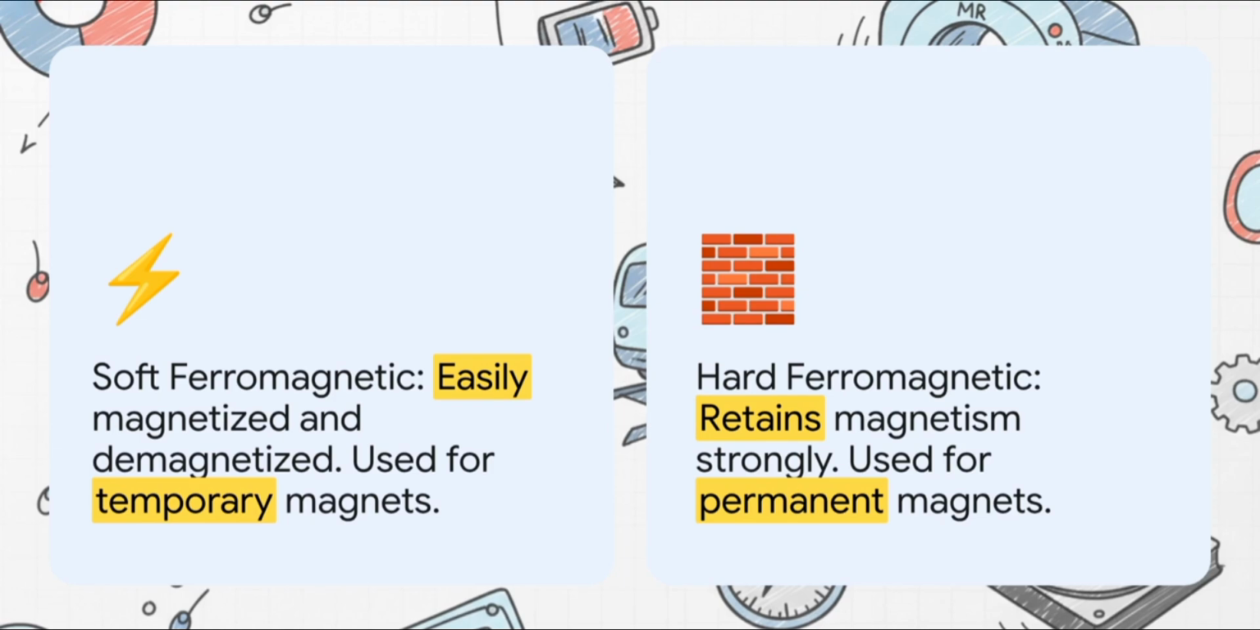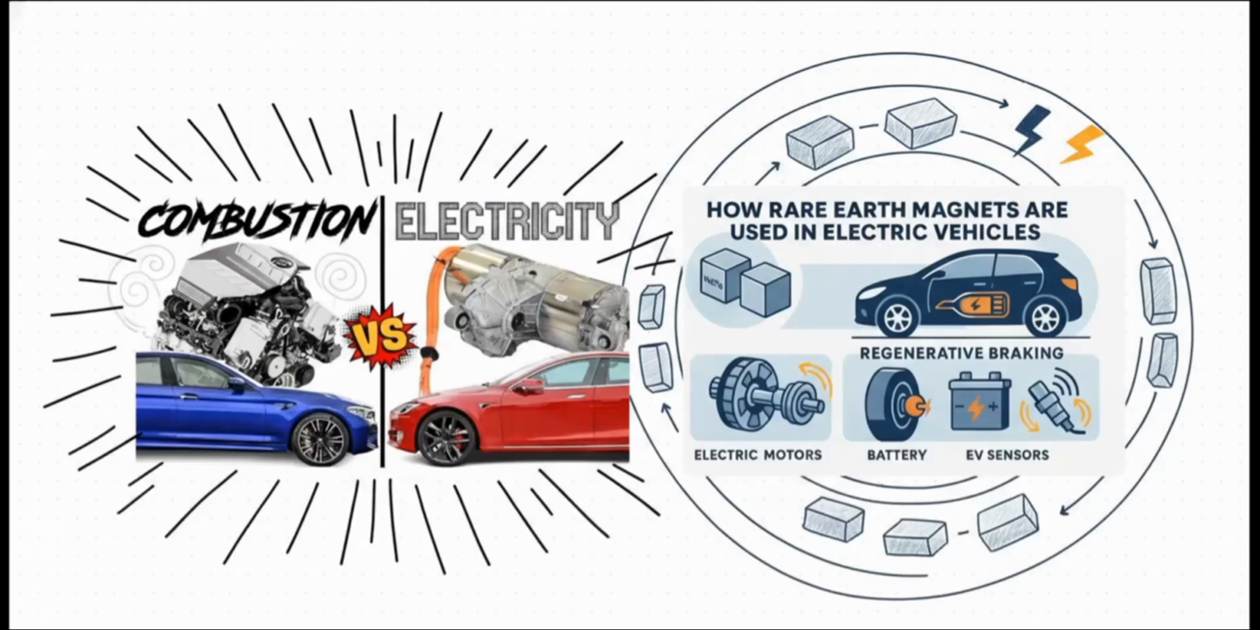Then you have hard magnets. These guys have a powerful memory and a big, wide loop. They're tough to magnetize, but once you do, they hold on to that magnetism for dear life. And that makes them perfect for permanent magnets. And a perfect everyday example of hard magnets in action? Electric vehicles. Those powerful, super efficient motors that drive modern EVs, they rely on incredibly strong, permanent rare earth magnets to generate that constant magnetic field that keeps the wheels turning, mile after mile.